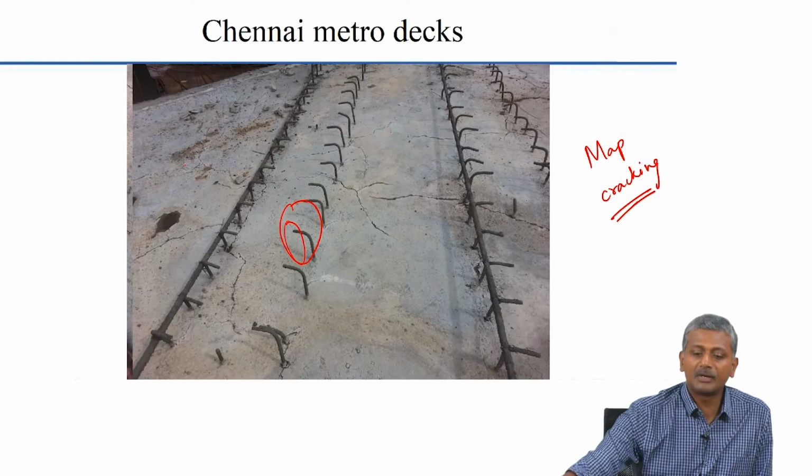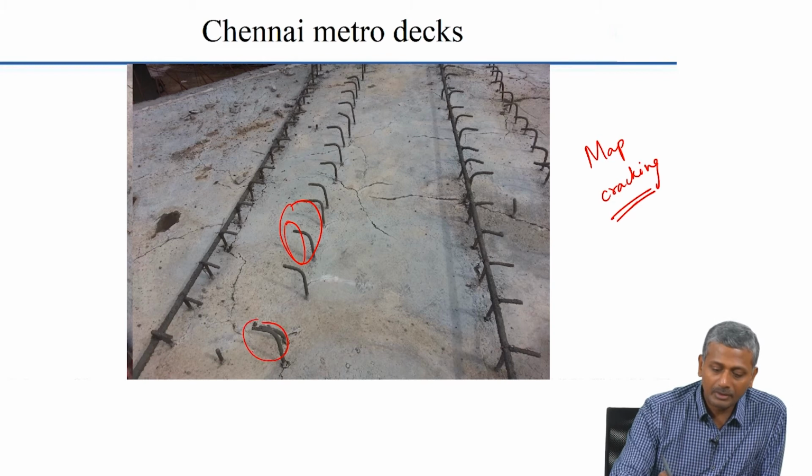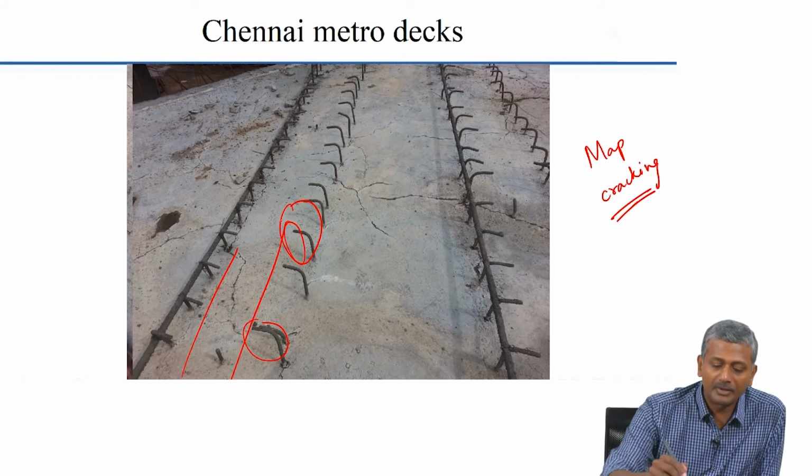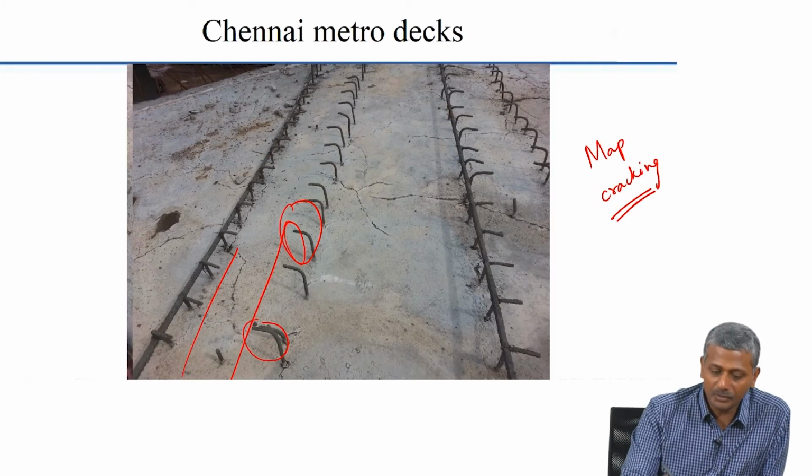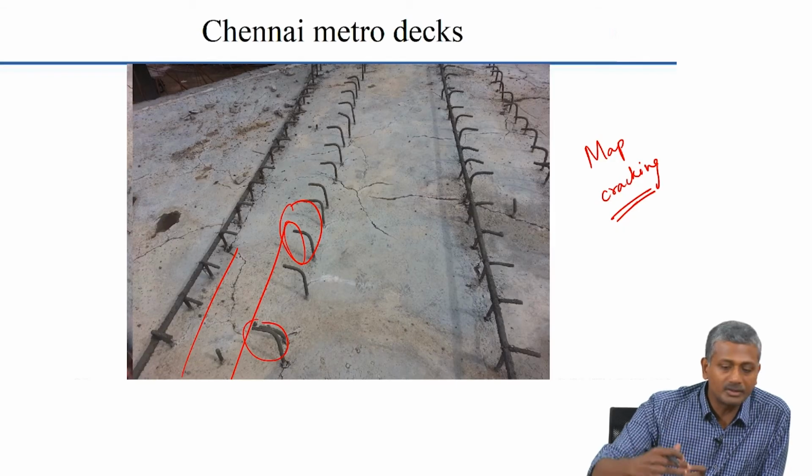This is again the same metro deck. These are where the rails are supposed to come. Right now, of course, this section is completed. These are where the rails are supposed to come. So, these are the steel inserts within the concrete which are going to be holding the rail in position.